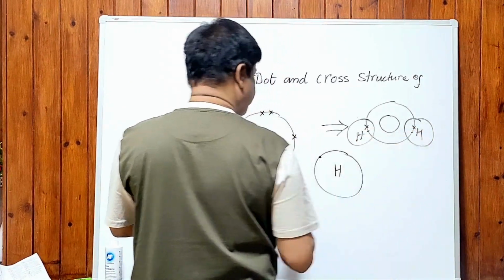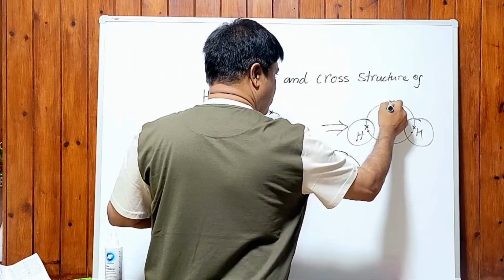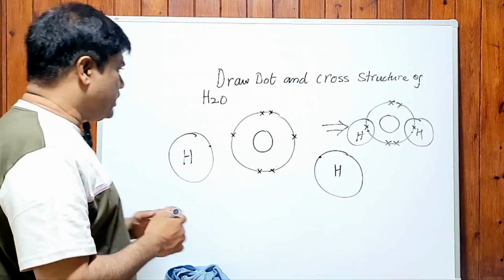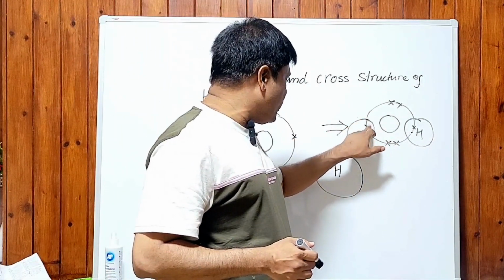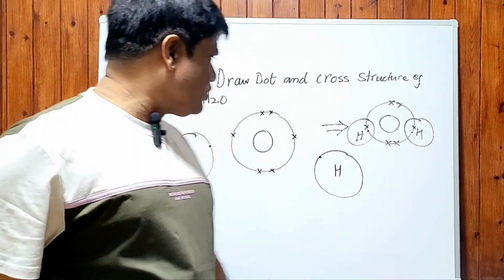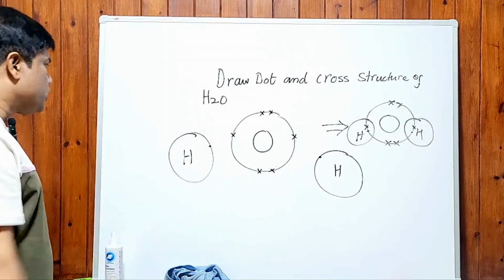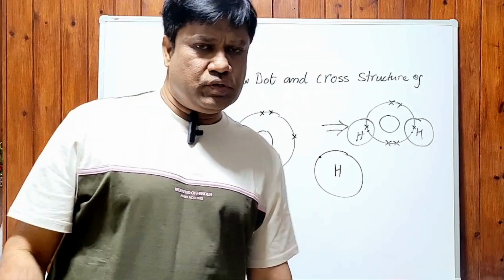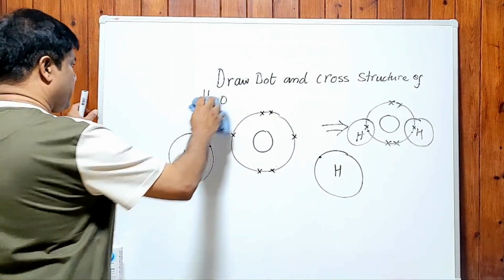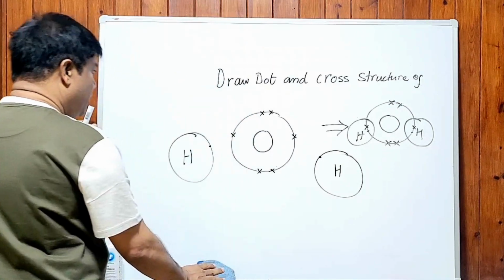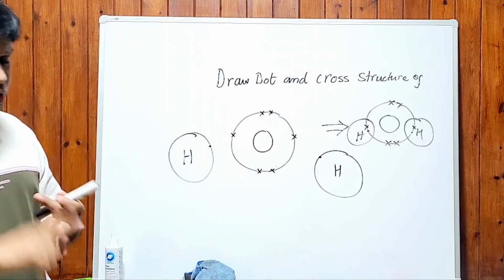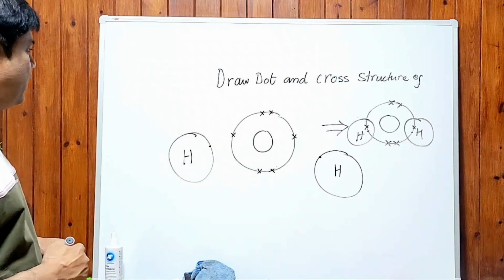Dot and cross. Now oxygen has 1, 2, 3, 4 left. Look at that. This oxygen has 1, 2, 3, 4, 5, 6, 7, 8, and hydrogen has 2, because hydrogen just shares 1 electron. Okay, that's the dot and cross structure of the water molecule. Now, dot and cross structure of ammonia. Then I will teach you the geometry of the water molecule and the geometry of ammonia in my next video.